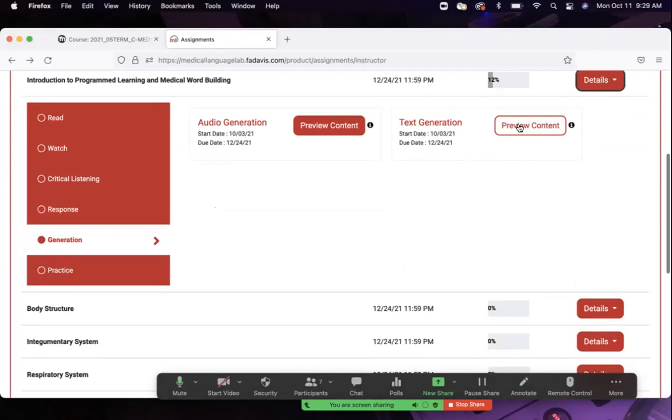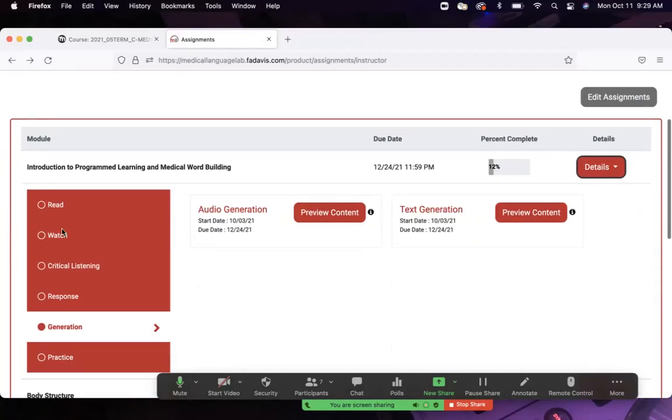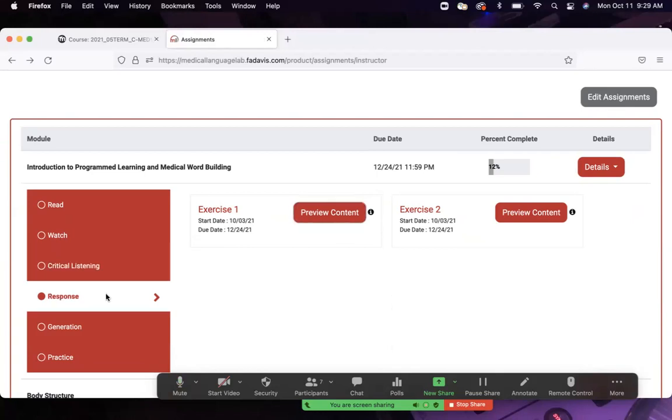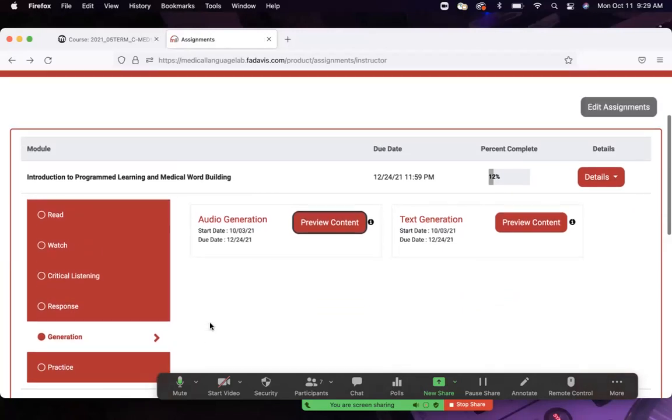And then, of course, text generation. It's going to ask you a question, and you're going to have to make sure you spell the medical terminology correctly. Okay. Does anyone have any questions on these three items? How does critical listening, response, and generation go? And if you haven't tried your exercises yet, which is okay, it's just day one, and this stuff is due next week, try it today.